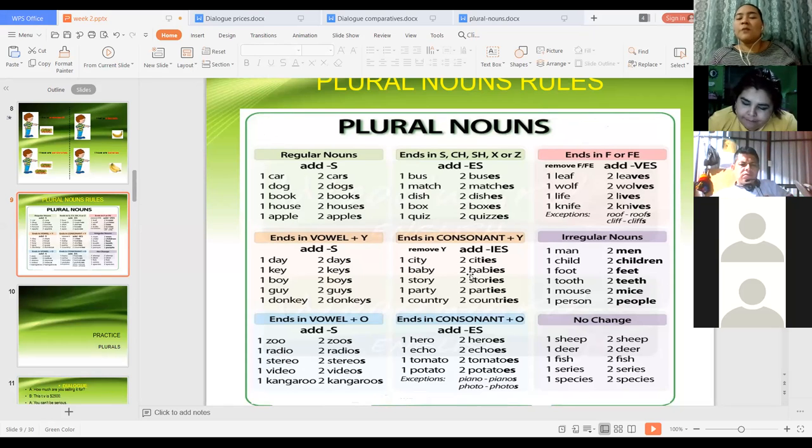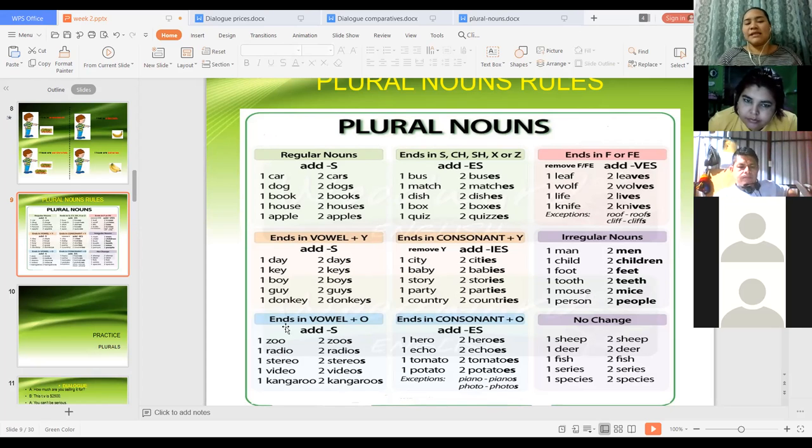Entonces pasa lo mismo que en el presente simple. Si termina en consonante más una Y, usted remueve o quita la Y y en lugar de eso usted le agrega una IES. Entonces para decir una ciudad, nosotros decimos one city, y para decir dos ciudades, si ustedes se fijan acá, ya está removida la Y y dice two cities, ¿verdad? Two cities.